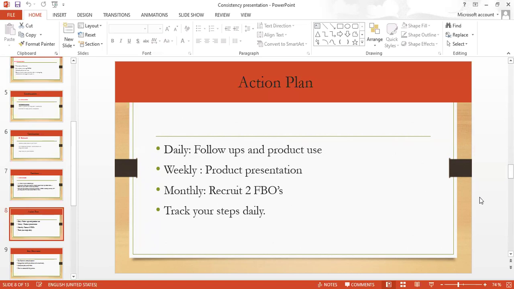Monthly, let's target to recruit at least 2 FBOs per month. I know it's not easy, but let's try. Like we said, we're having prospects that are promising us, and by the time you revisit them, they just ghost you. But let's not be discouraged, because who said forever is going to be easy? Anything that is going to be successful doesn't come easy. So let's not be discouraged. Let's track our steps daily and make sure that we are reaching our goals.